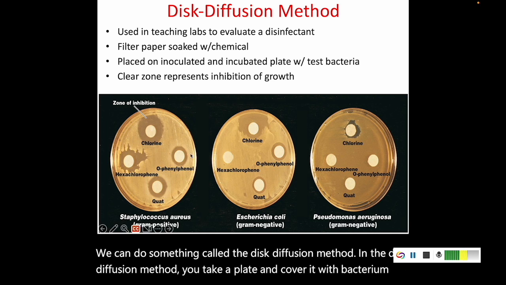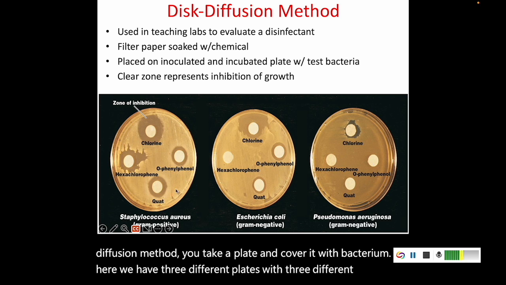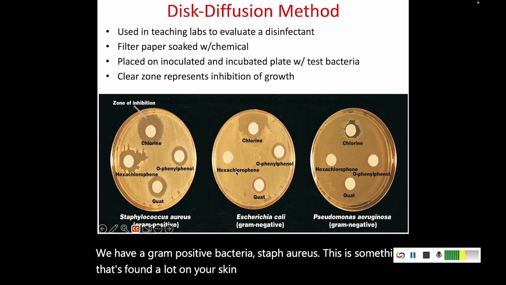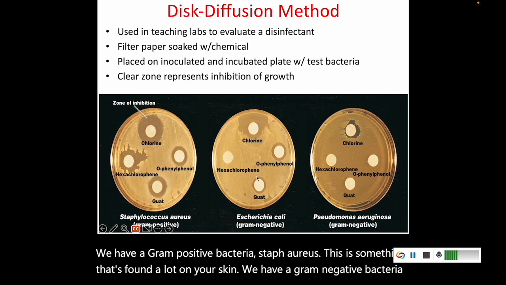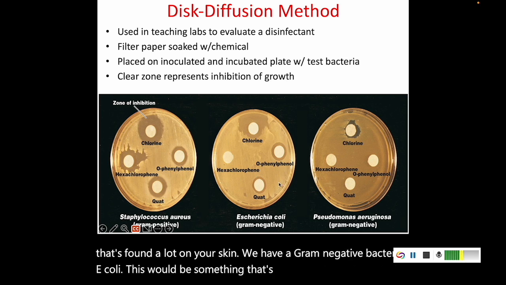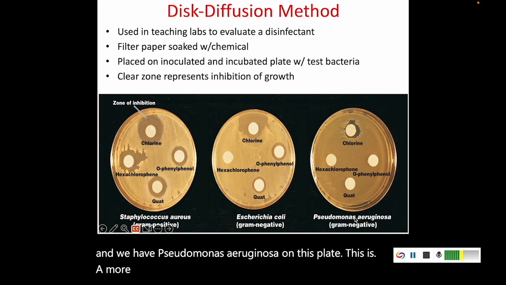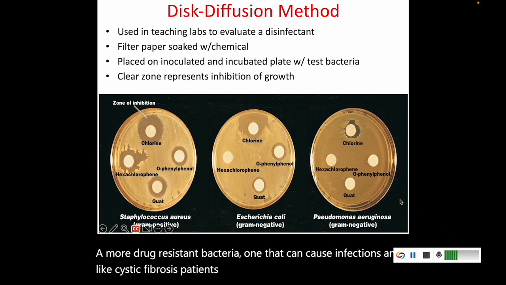So here we have 3 different plates with 3 different bacteria. We have a gram-positive bacteria, Staph aureus. This is something that's found a lot on your skin. We have a gram-negative bacteria, E. coli. This would be something that's found in fecal material. And we have Pseudomonas aeruginosa on this plate. This is a more drug-resistant bacteria, one that can cause infections in cystic fibrosis patients. So in certain situations, this is a particular concern.